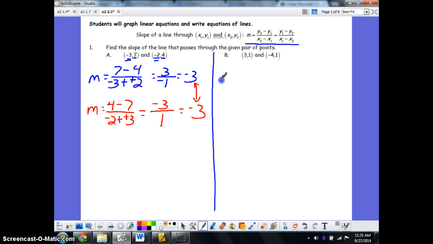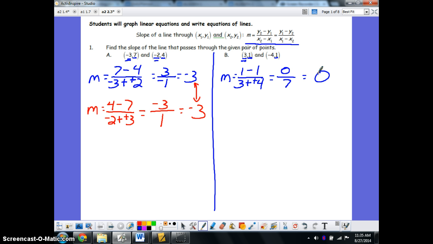Now in B, something special happens. The two y coordinates, 1 and 1, we subtract those on the top. Now they're both the same, but I started with this one, so I'm going to start with its partner on the bottom, 3 minus -4. So then on the top, when we do the arithmetic, 1 minus 1 is 0. And 3 minus -4 again becomes plus a +4. So we end up with 7.